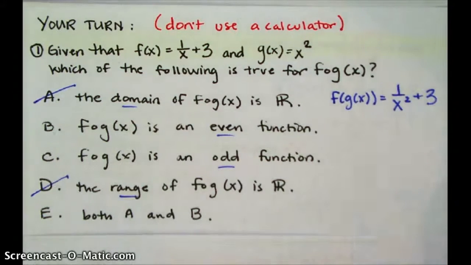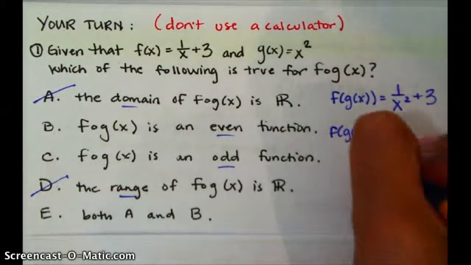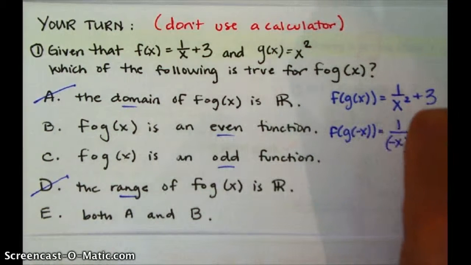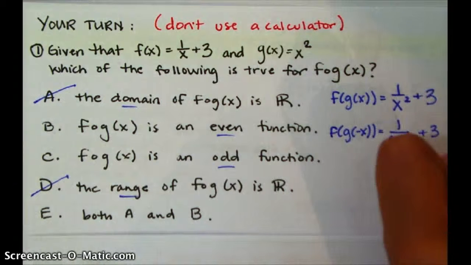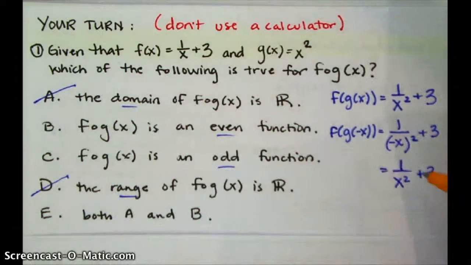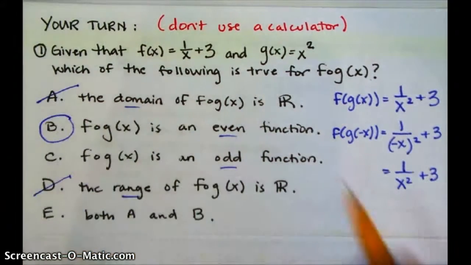Even and odd, you know how to check. We're going to plug in a negative x. If I take f of g of negative x, I end up with 1 over negative x squared plus 3. And that simplifies because the squared cancels that negative out, negative times a negative. That simplifies to 1 over x squared plus 3. I got the same thing that I started with, which means by definition, this composition is an even function.